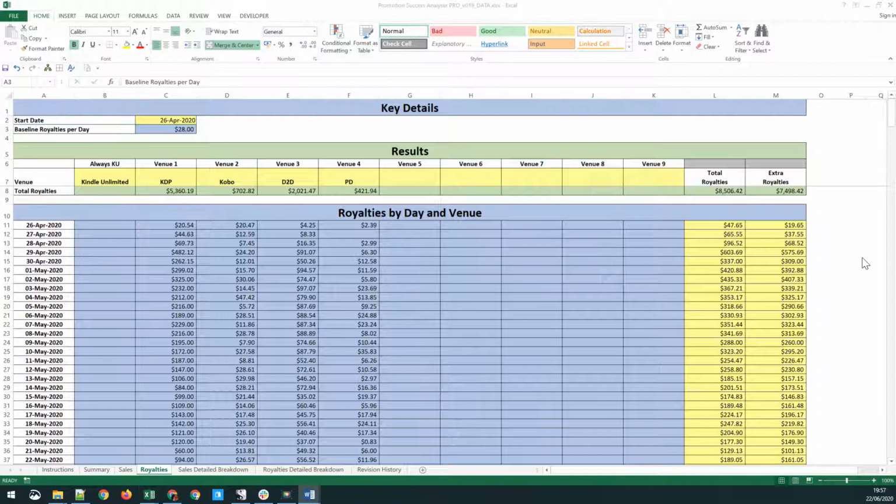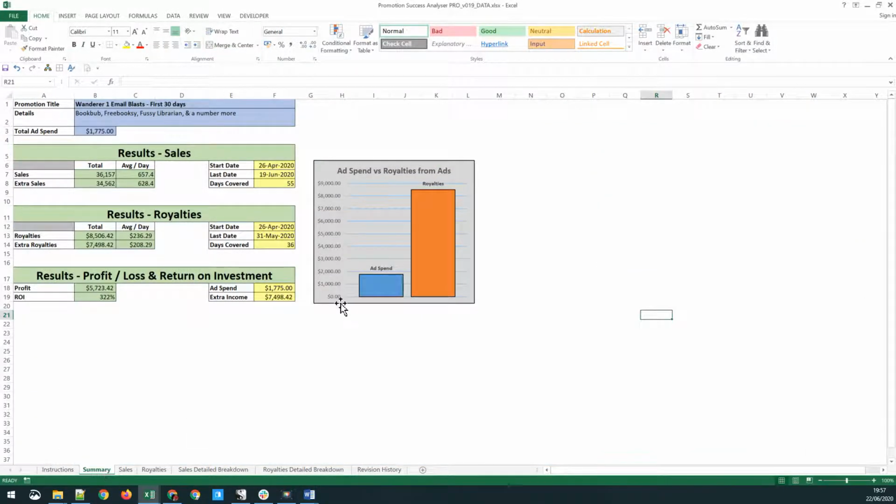And then we have the summary sheet. So if we go to the summary sheet, there's more going on here. So we still have the ad spend versus royalties. Actually, I say there's more going on. There's not more going on. Actually, my notes are wrong there. It's going on other places. So you still have exactly the same results showing here.